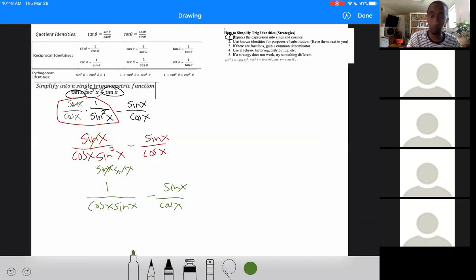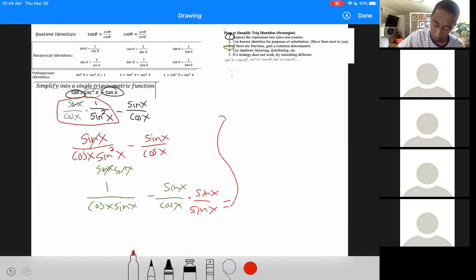Okay, so then we need a common denominator. We're going to use a number 3 strategy: there are fractions, gain a common denominator. To do that, I'm going to multiply this one by sine of x over sine of x, because that's what it's missing that this one has. So that is going to equal 1 over cosine of x sine of x, minus sine squared of x, that's multiplying this times this, over cosine of x sine of x.